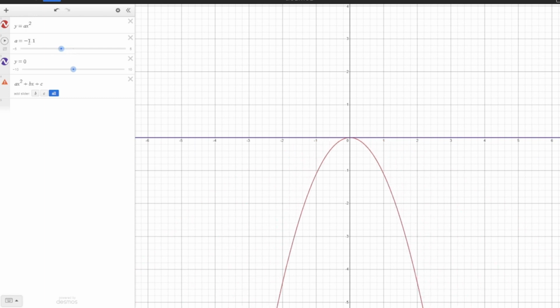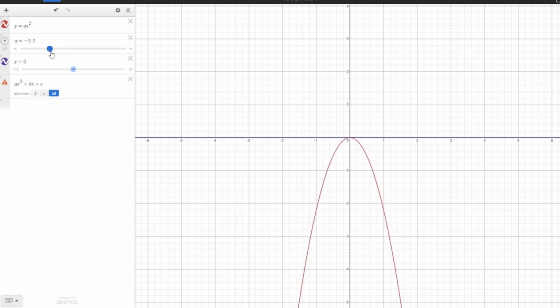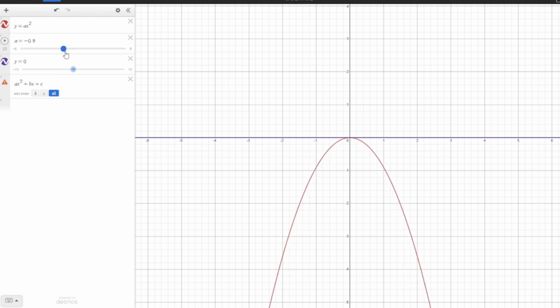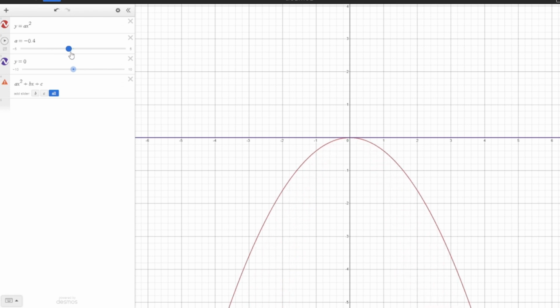And as you increase the magnitude such that it goes above the magnitude of 1, then it starts stretching again. And once the magnitude of it is between 1 and 0, it starts compressing.